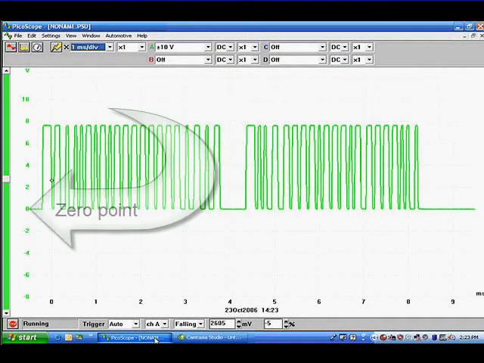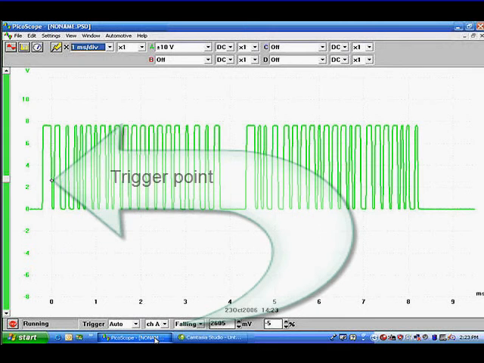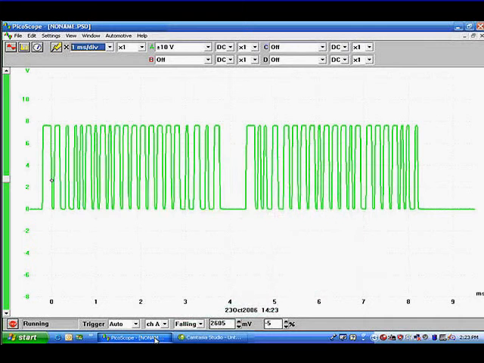The next thing to notice is the zero point is near the middle of the screen, and that means we have a good ground return. That's where normal ground is, and we've set a trigger point at this point to give us a good steady pattern. We start the pattern running.